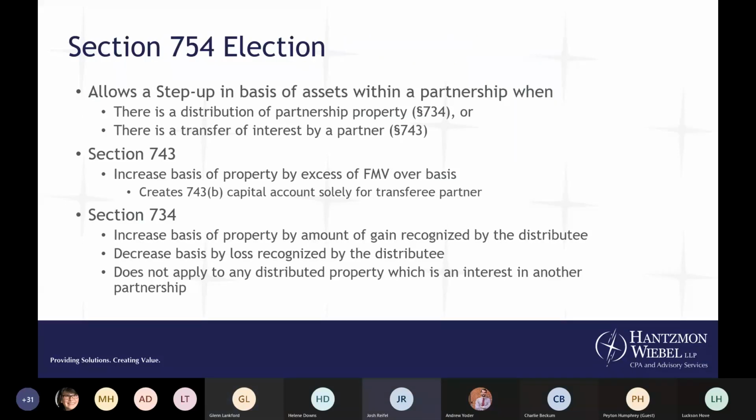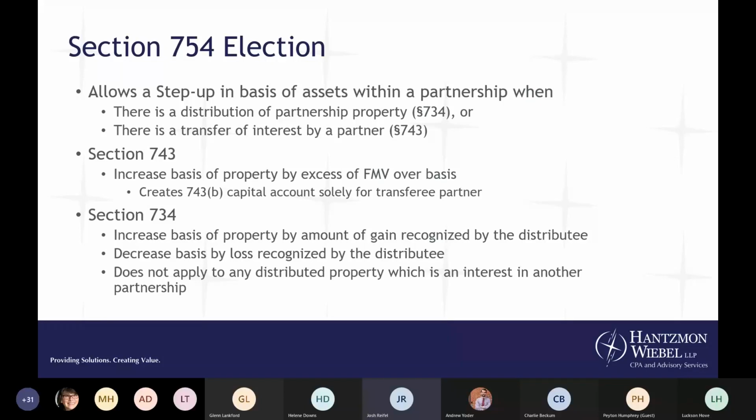Going into the next slide, Section 754 election. As I was starting to say, this allows a step up in basis of assets within a partnership when there's a distribution of partnership property, which falls under Code Section 734, or when there's a transfer of interest by a partner under Section 743. Under Section 743, the partnership increases the basis of property by the excess of fair market value over basis, and it creates a 743(b) capital account for the transferee partner. And we'll look at an example in a moment as well.